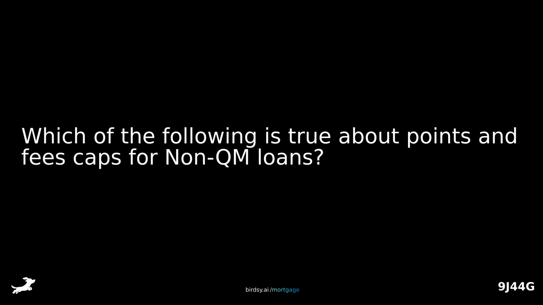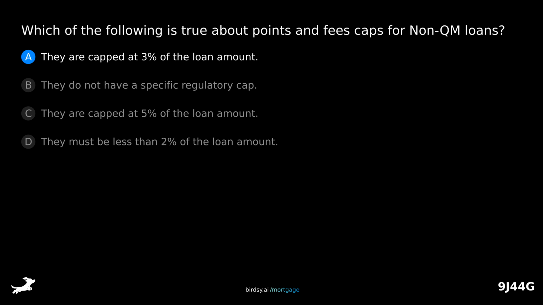Which of the following is true about points and fees caps for non-QM loans? Is it A. They are capped at 3% of the loan amount? B. They do not have a specific regulatory cap? C. They are capped at 5% of the loan amount? Or D. They must be less than 2% of the loan amount?